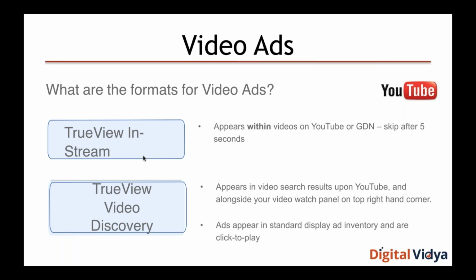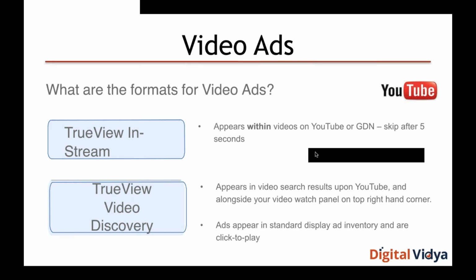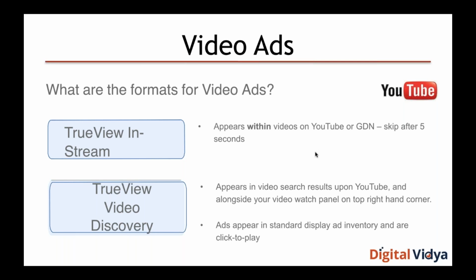Now the question is, what is a view? A view means the user has watched your ad for 30 seconds, when the ad is 30 seconds or longer, or the complete length of the ad when it is shorter than 30 seconds. You got this? If your ad is 25 seconds long and somebody watches the complete 25 seconds, then it is a view.